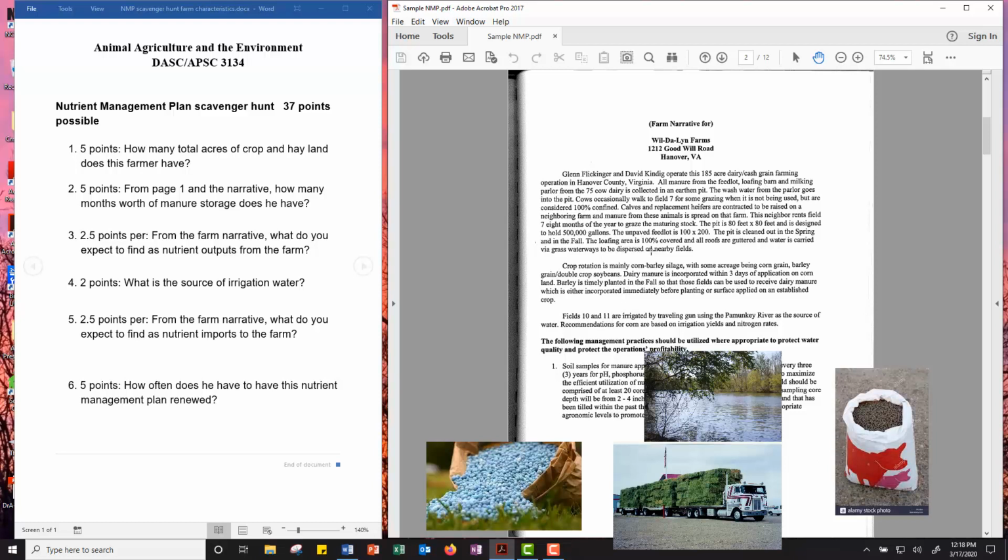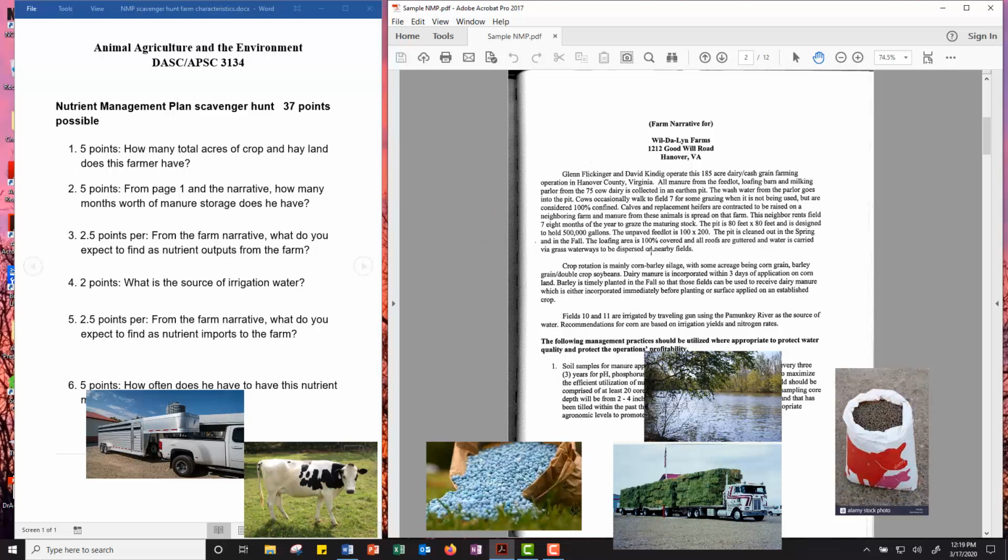The 4th answer is specific to this farm. Remember up here where it said calves and replacement heifers are contracted to be raised on a neighboring farm, and those heifers get brought back onto Will Dahlin farms when they are ready to calve. Again, that's a dairy-specific piece of information that I shouldn't have expected you to know. But if he's sending the calves off to be raised on a neighboring farm, that implies that he's bringing them back when it's time for them to start milking. And so those bred heifers are a nutrient import. The answer to number 5 would be nutrient imports are the irrigation water, feed for the cows, fertilizer for the fields, and those older heifers that are being brought back on.